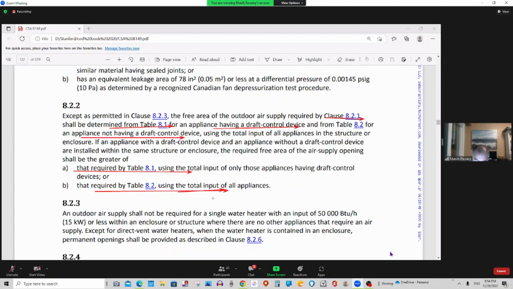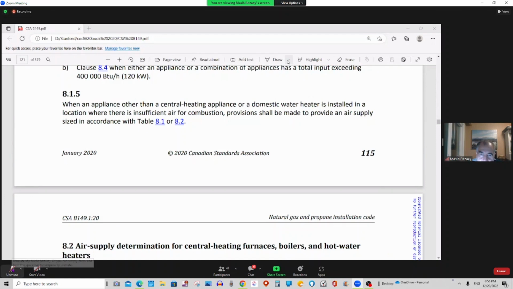Now you compare 18 by 5 and the second one, 14 by 4 inch. Whichever is bigger is the answer. So 18 by 5 is going to be the answer.